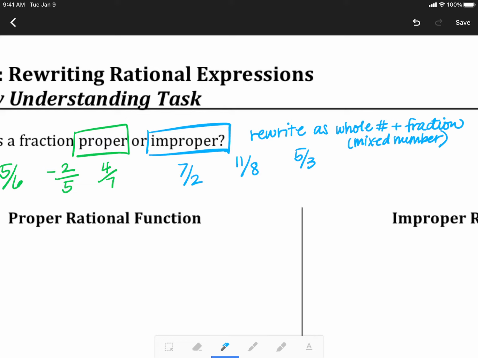And in each one of these cases, we can rewrite it as a mixed number or a whole number plus its fraction. So for example, 7/2 can be written as, well, how many times does 2 go into 7? 3 with 1/2 left over. 11/8 can be written as, well, how many times does 8 go into 11? 1 with 3/8 left over. And 5/3 can also be written as this whole number plus an extra fraction. How many times does 3 go into 5? It goes in once with 2/3 left over.